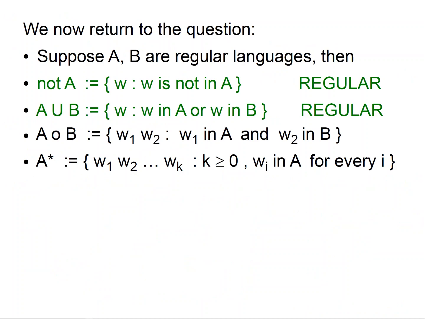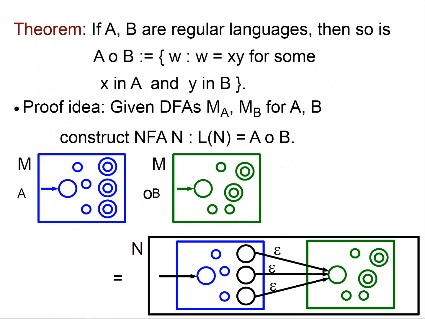Okay, let's now return to the question of closure under operation. So let's now look at the closure under concatenation. If A and B are regular languages, then so is the concatenation A∘B, which is the set of strings w which can be written as x concatenated with y for some x in A and some y in B. And the proof idea is the following. Here is my DFA for A. Here is my DFA for B. Okay, and I'm going to construct a new NFA N.